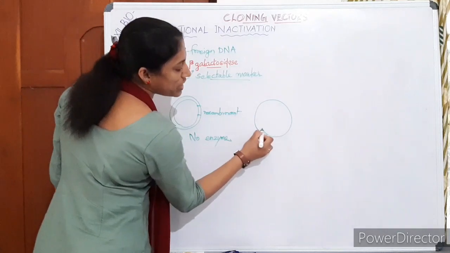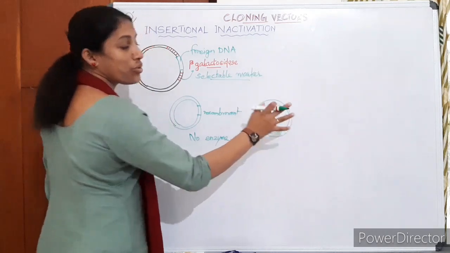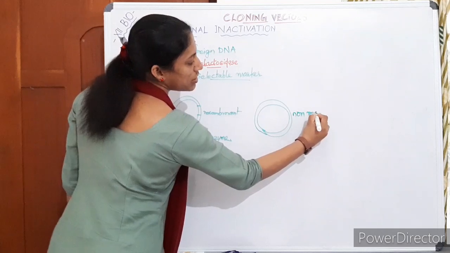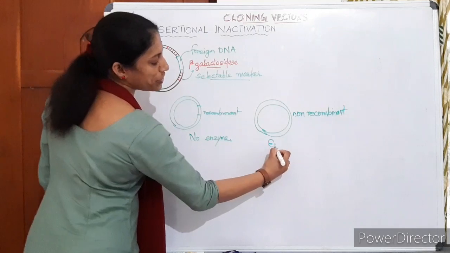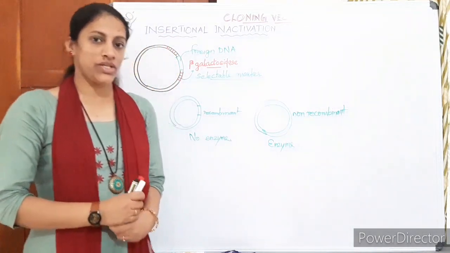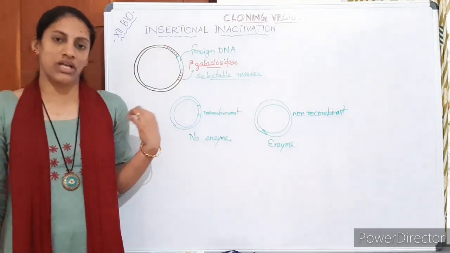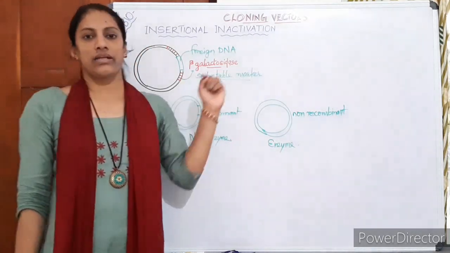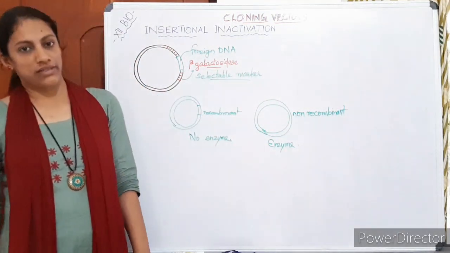Whereas if the recombination is not successful, that means the enzyme action is not successful, so there is no insertion, it is a non-recombinant. The non-recombinant will produce the enzyme. This is an easier method. Here, if the restriction enzyme action and recombination are successful, the recombinants will not produce this beta-galactosidase enzyme, whereas the non-recombinants will produce the enzyme.